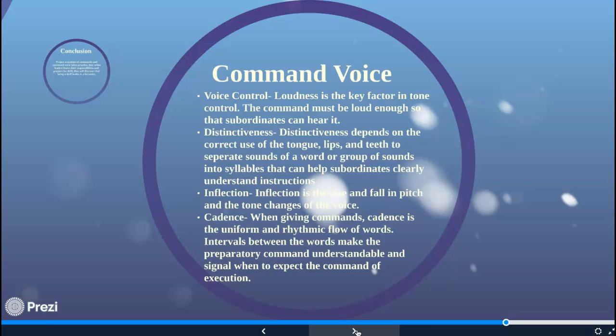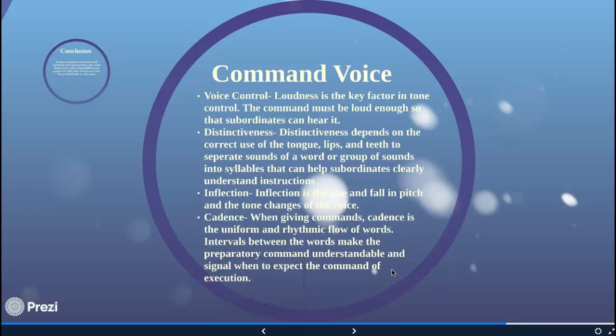1, 2, 3, 1, 1, 2, 3, 2, 1, 2, 3, 3, 1, 2, 3. That change in inflection lets you know that we are about to stop. And so instead of saying 4, all the unit would say halt. So it would sound like this. 1, 2, 3, 1. 1, 2, 3, 2. 1, 2, 3, 3. 1, 2, 3, halt.